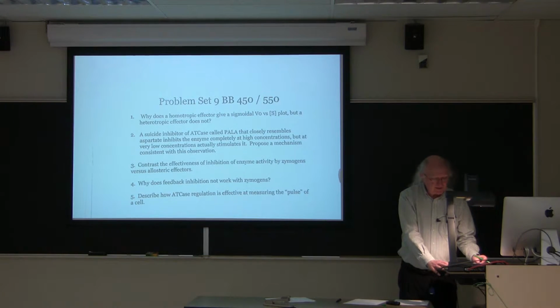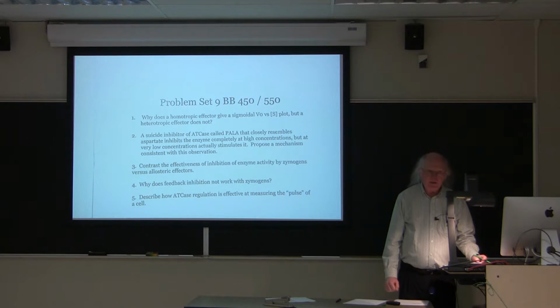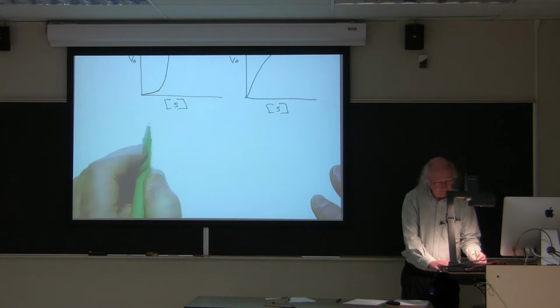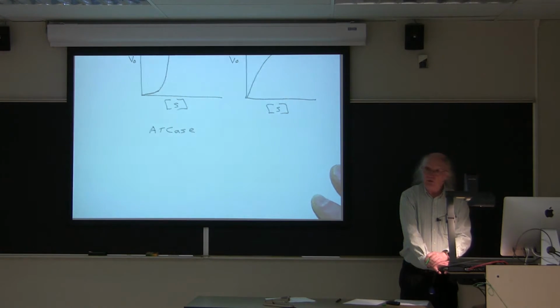The second problem asks: a suicide inhibitor of ATCase called Paula that closely resembles aspartate inhibits the enzyme completely at high concentrations, but at very low concentrations actually stimulates it. Propose a mechanism consistent with this observation. Well, we remember that ATCase is an enzyme that involves both homotropic and heterotropic effectors. For this problem, the homotropic effect is the most important one.